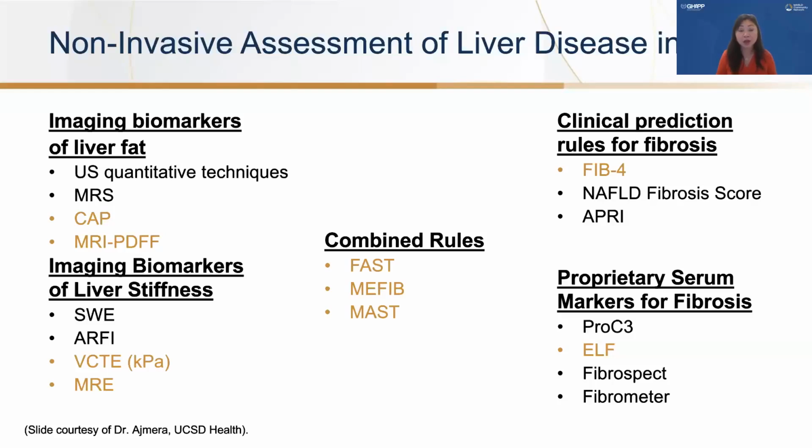Here in the middle, these are the combined scores. So FAST is a combination of FibroScan plus AST. To calculate the score, all you have to do is download a FibroScan app and you'll be able to calculate from there. MEFIB is a combination of MRI elastography plus a FIB-4. MAST is a combination of MRI elastography plus AST. To help you calculate the score, you can go to coulditbemash.org.